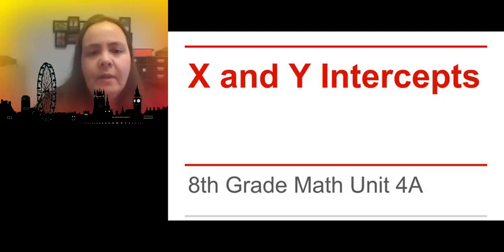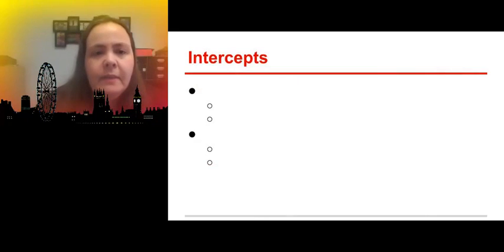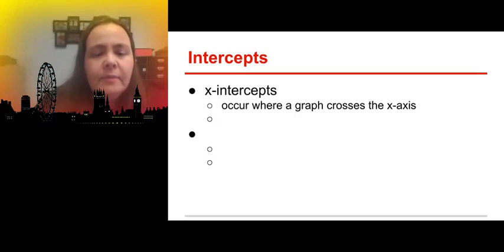All right, today we're going to be talking about x and y intercepts. And the first thing we need to know is just intercepts in general. So we have an x-intercept, and x-intercepts occur where a graph crosses the x-axis. And they also occur when y equals 0. So your x-intercepts are on the x-axis, and the value of y at that point would be 0.